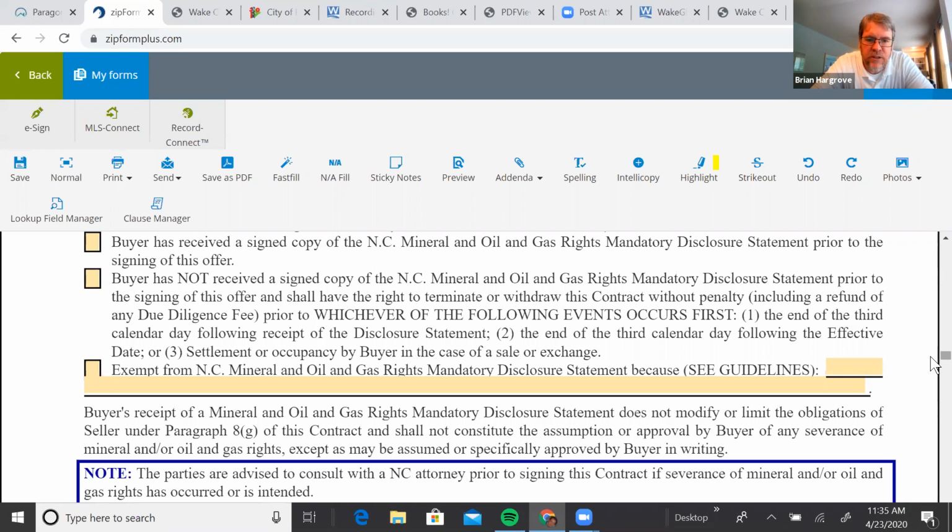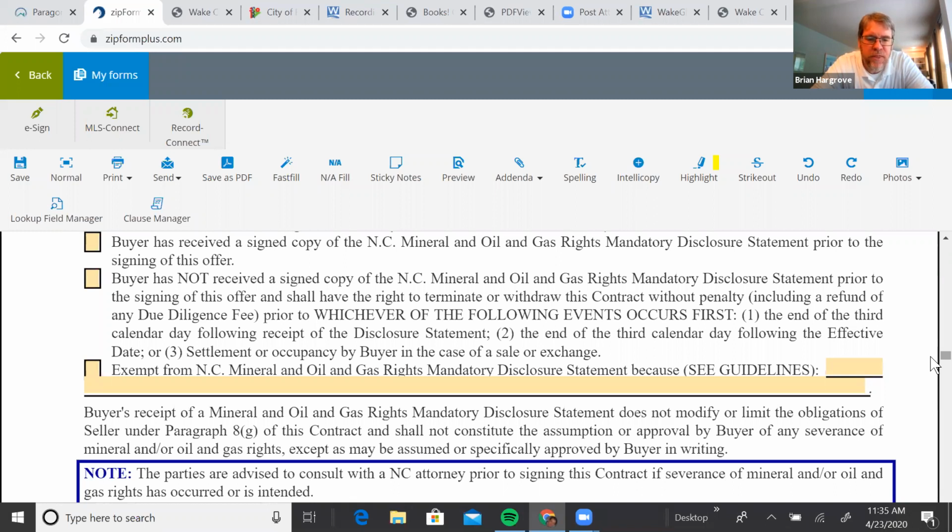Your buyer has the next 3 days to back out. And if they back out, they get their due diligence fee back. They're made whole, okay? Their earnest money's already not online. They get their due diligence fee back. But it's 3 days from going under contract or 3 days from getting that document.